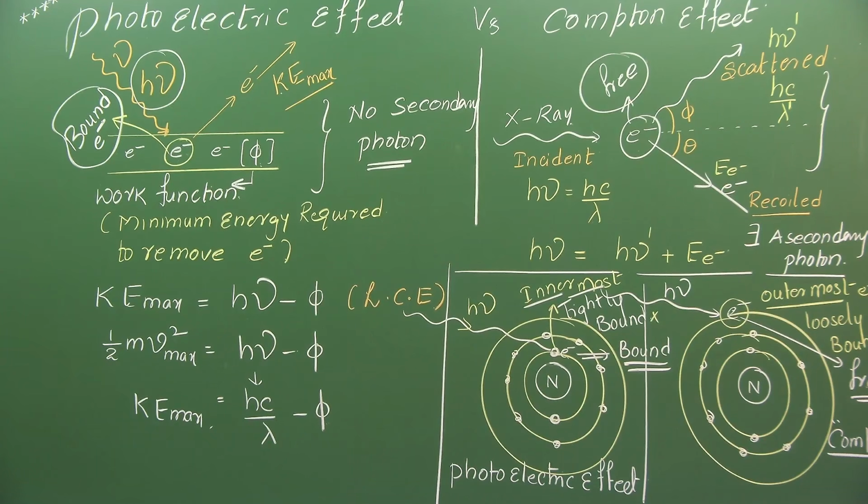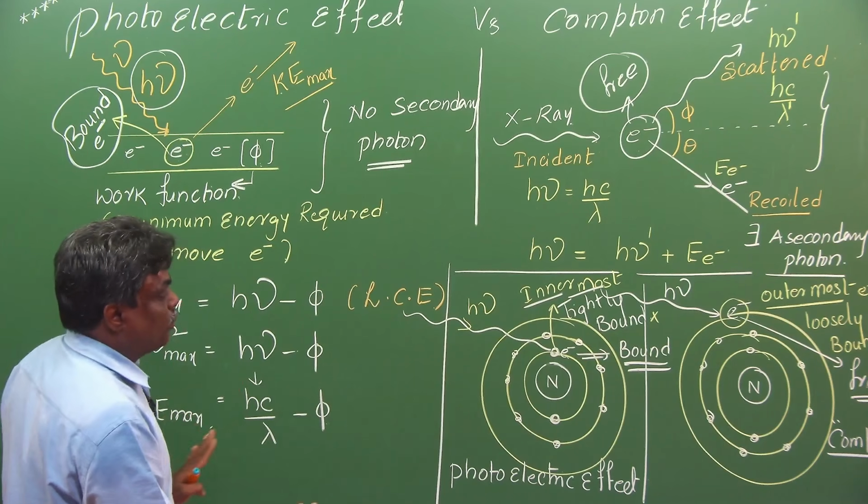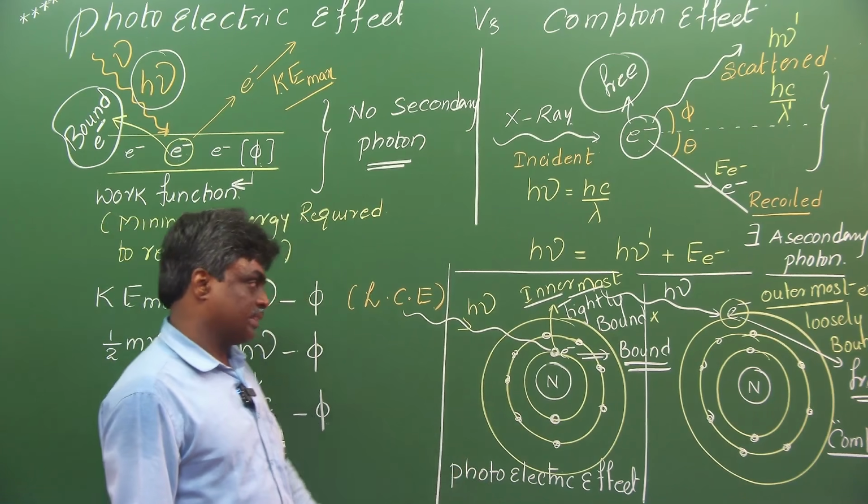Her query is, in both cases the electron is coming out, so why don't you call the Compton effect a photoelectric effect? No, we cannot say like that. If the secondary photon exists, we have to say it is the Compton effect, and if the secondary photon does not exist, we have to say photoelectric effect.